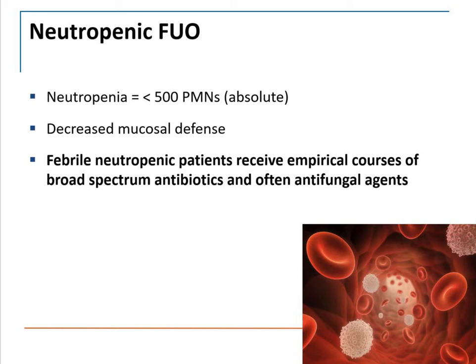Neutropenic fever of unknown origin. Neutropenia is an amount of neutrophils less than 500 per cubic millimeter, with decreased mucosal defense. Febrile neutropenic patients receive empirical courses of broad-spectrum antibiotics and often antifungal agents.